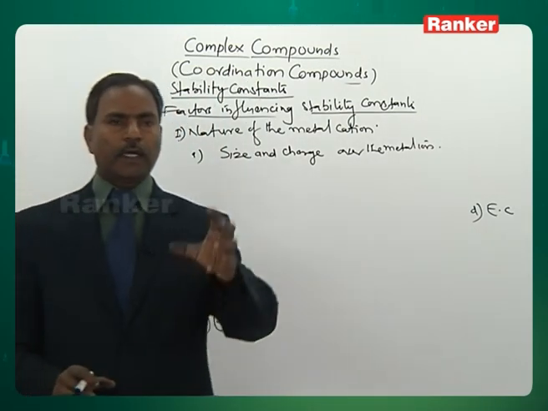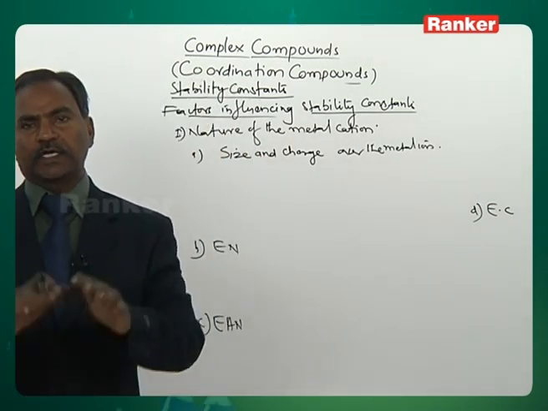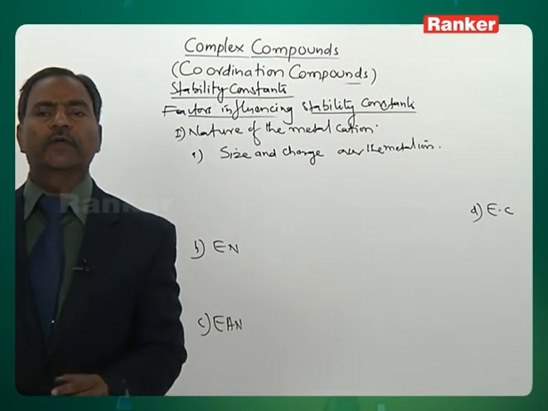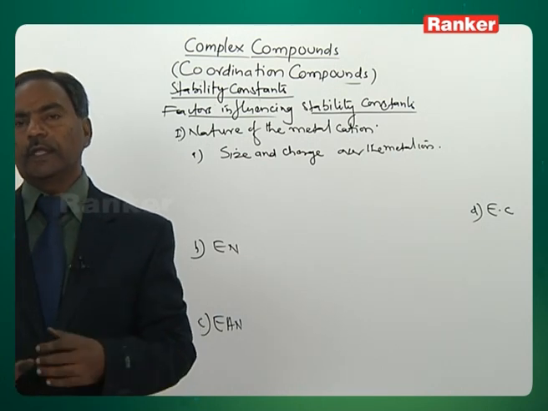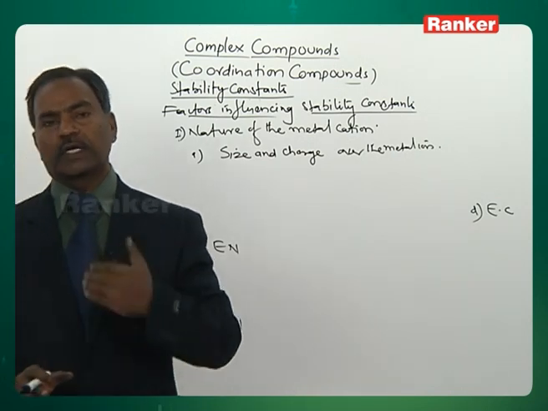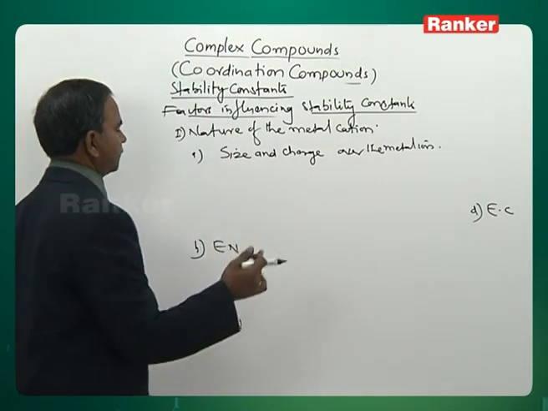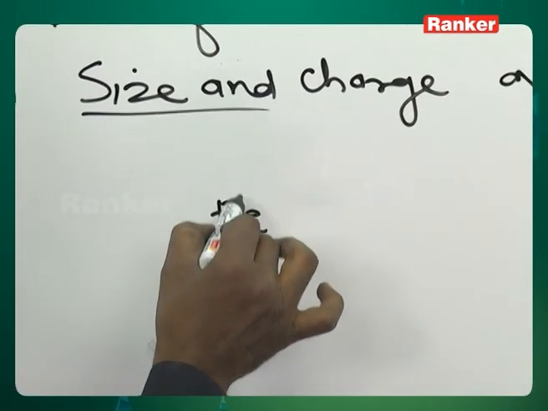Remember, a metal cation with a smaller size possesses greater charge density, then it will show greater electrostatic force over the ligand. Strength of the bond will be high. Therefore, a metal cation with smaller size possesses greater charge density and produces a highly stable complex. See how?